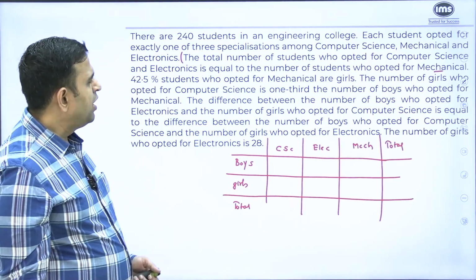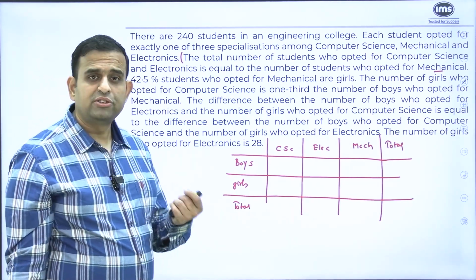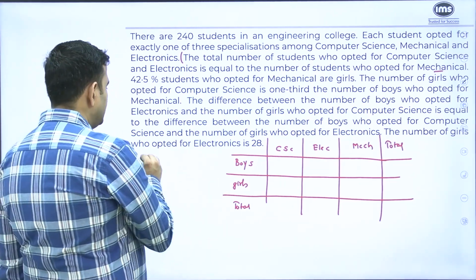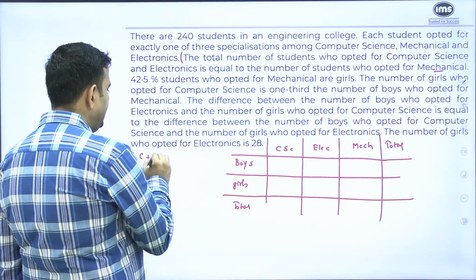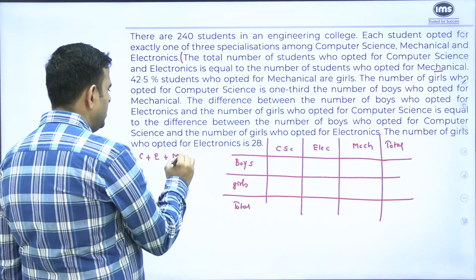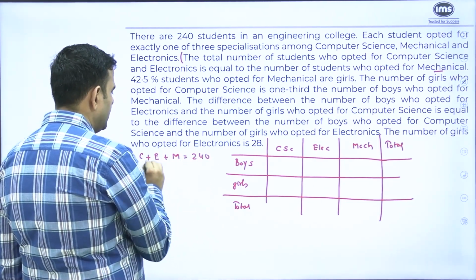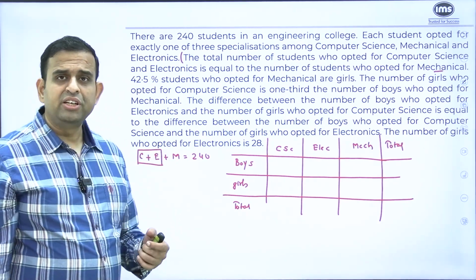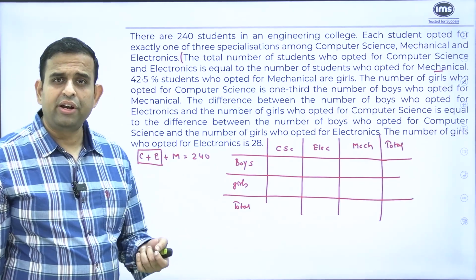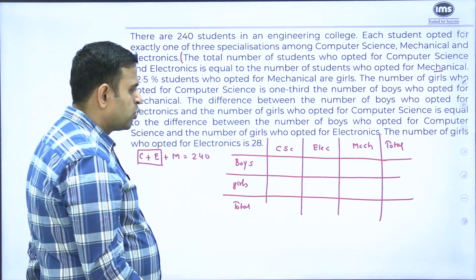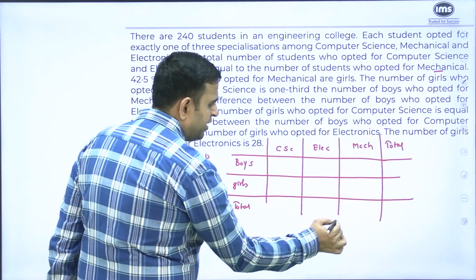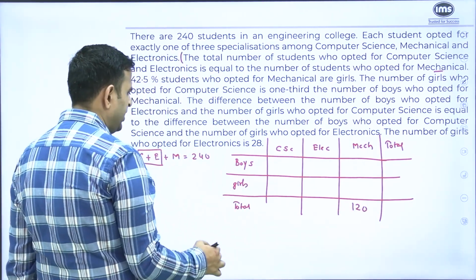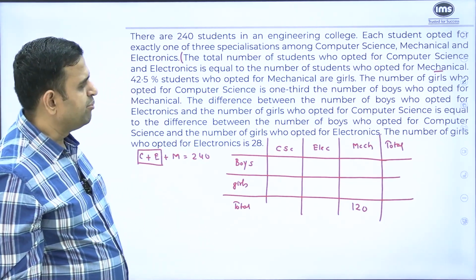So from this part, total number of students who opted for computer science and electronics is equal to mechanical. So if you look, C plus E plus M should be equal to 240. Now C plus E must be equal to M, and that will give you 2M equals 240, M equals 120. So the total number of students in the mechanical stream must be 120, which is very evident from this statement.